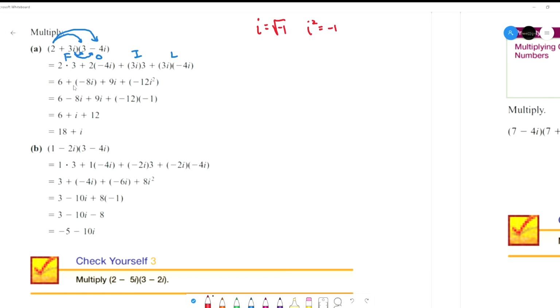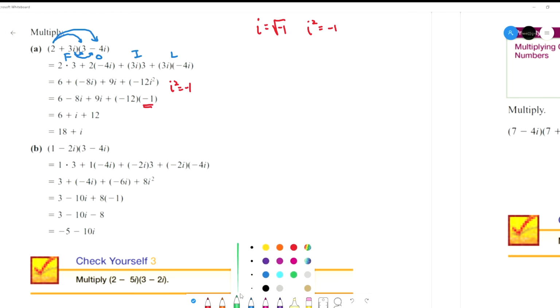You're going to see 6 plus negative 8i plus 9i. And over here you have an i squared, negative 12 times i squared. We're going to substitute that i squared with negative 1. So I just substitute that and this becomes positive 12. So we have 6 plus i plus 12 is 18 plus i. Okay, does anyone have questions with what just happened here?